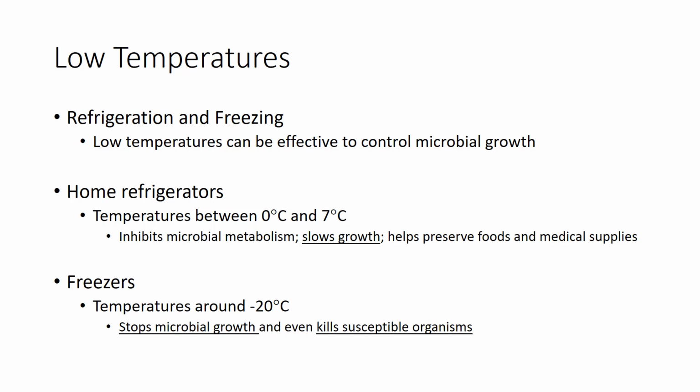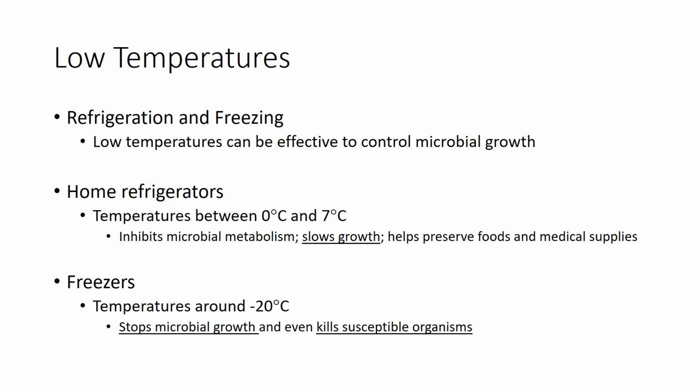But you can also use temperature at the other extreme. That's low temperature. These will not kill microbes, but they will prevent them from growing. Again, a lot of times infection is due to numbers. If you increase the numbers of a microbe, there's more chance of getting a disease and making that disease more severe. So low temperatures, refrigeration and freezing, are effective at controlling growth. It will not kill these microbes, but it will prevent them or slow them from growing.